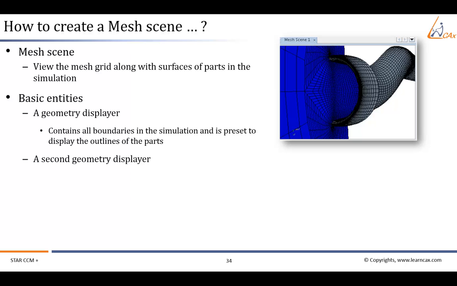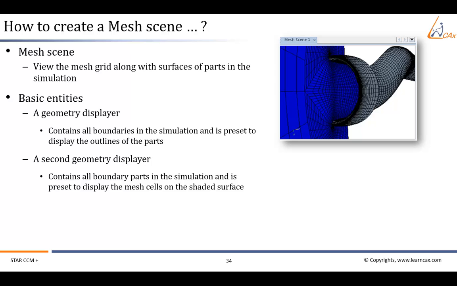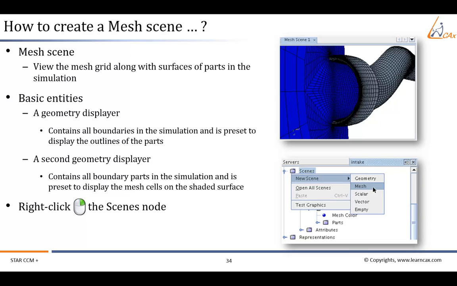A second geometry displayer. This contains all boundary parts in a simulation and is preset to display the mesh cells on the shaded surface. To create a mesh scene, right-click the Scenes node, select New Scene, then Mesh from the pop-up menu.